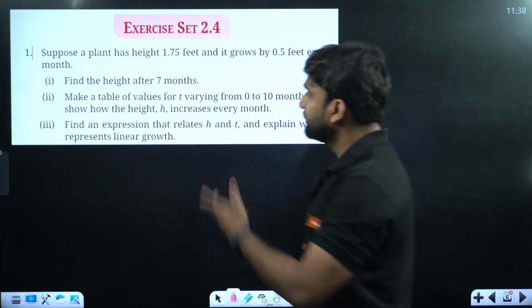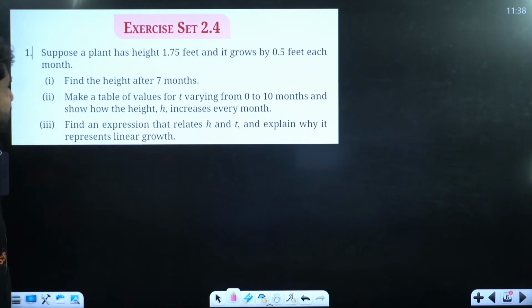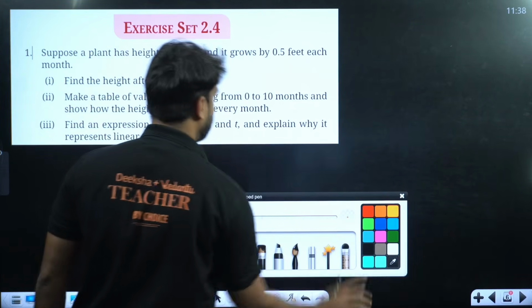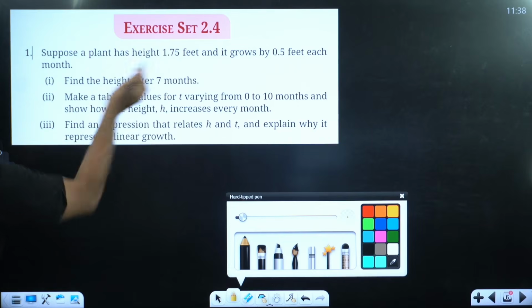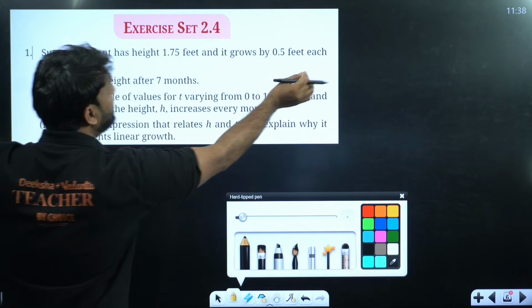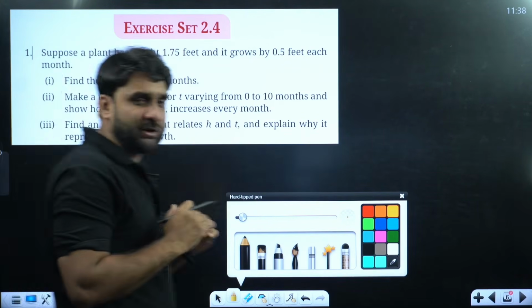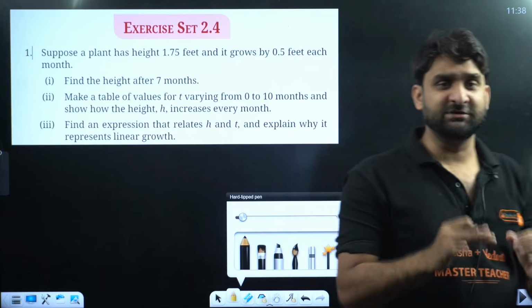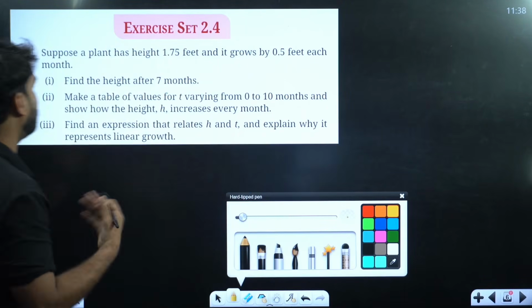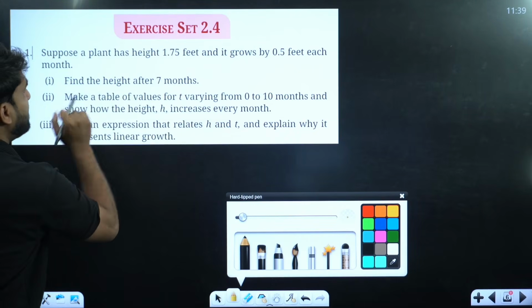Moving to next. So let's do a question here. Look at the question. Suppose a plant has height 1.75 feet, and it grows by 0.5 feet each month. So the growth in the height of the plant is 0.5 feet every month. Find the height after 7 months.